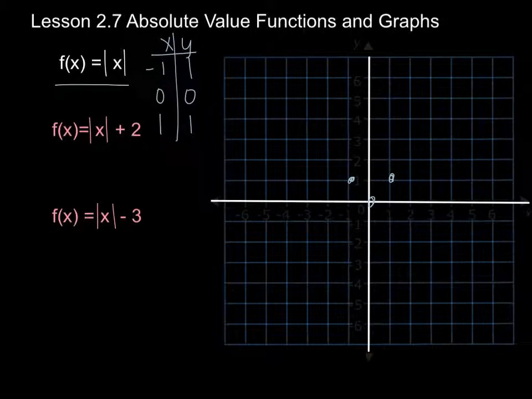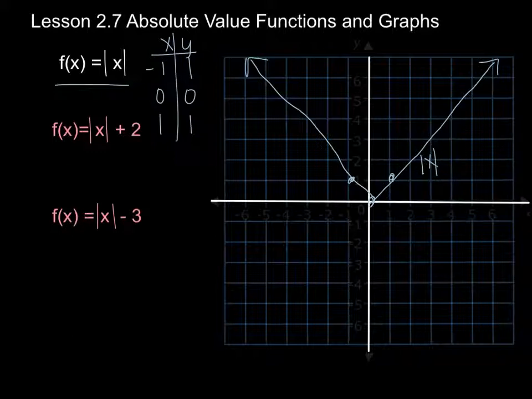What ends up happening is we get a V shape. And an absolute value graph is always a V shape. So this is the absolute value of x. Now what we're going to do is graph these other two functions. The other two functions are slightly different. We're taking the absolute value of x, but then we're adding 2.